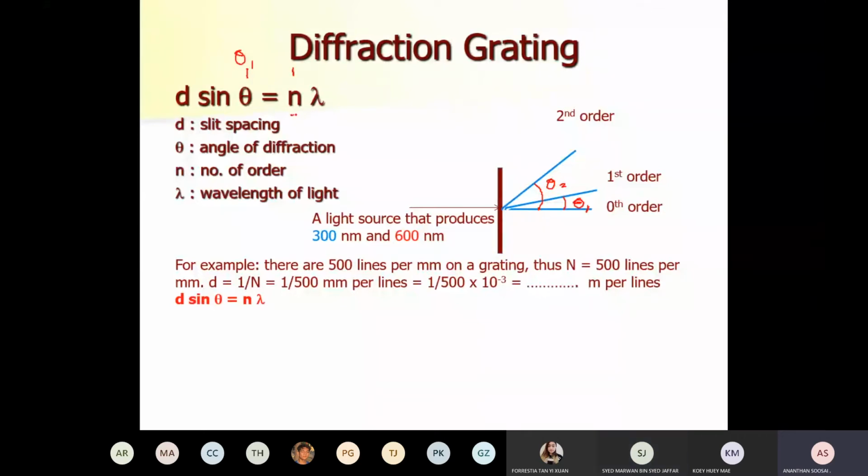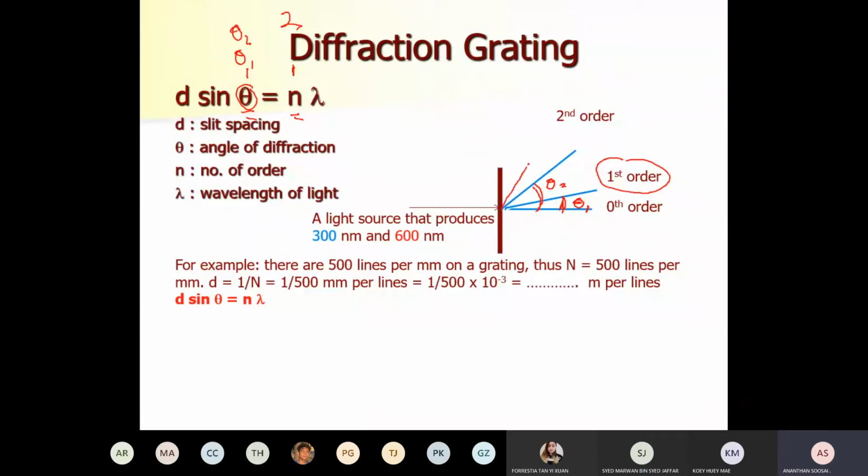What is n? n is the number of orders. If you want to put first order, you put n as 1, which means the angle you must key in here is the angle between the first order and the 0 order, theta 1. When you put n as 2, the theta you must put here is the angle between the second order and the 0 order, theta 2. So it should be theta 2, and so on.